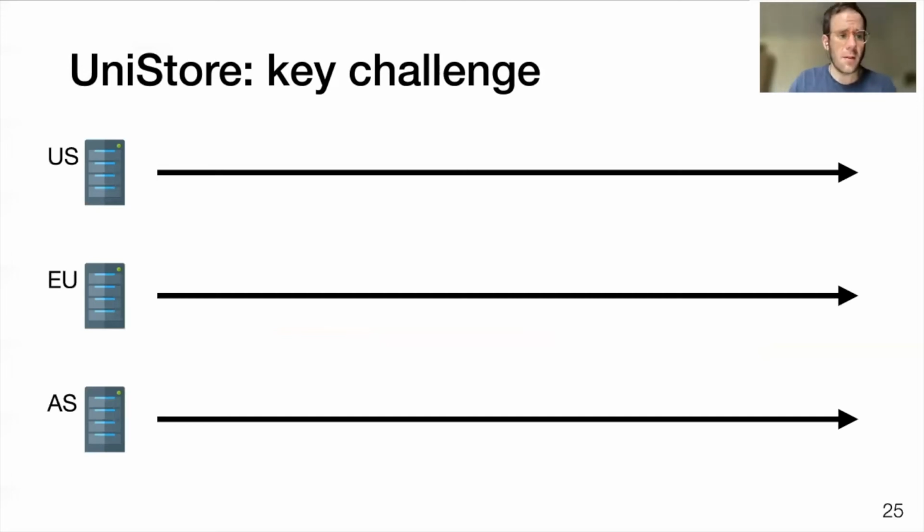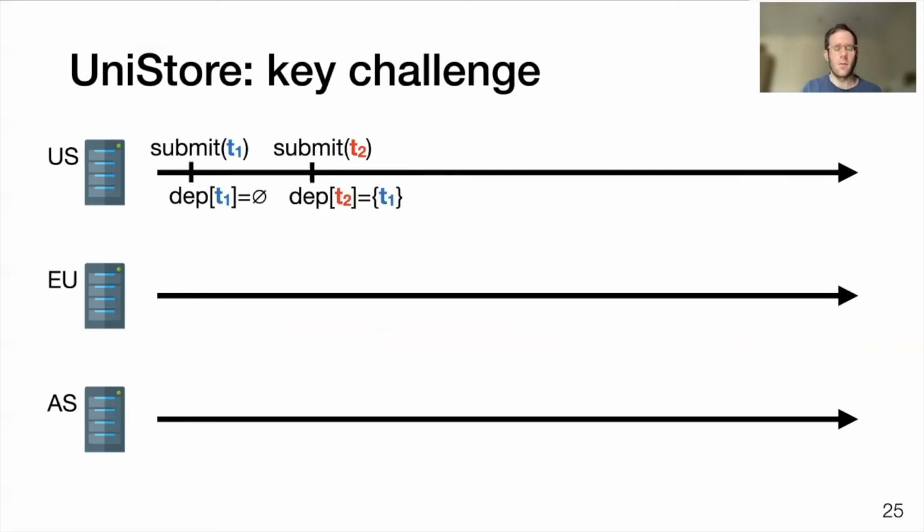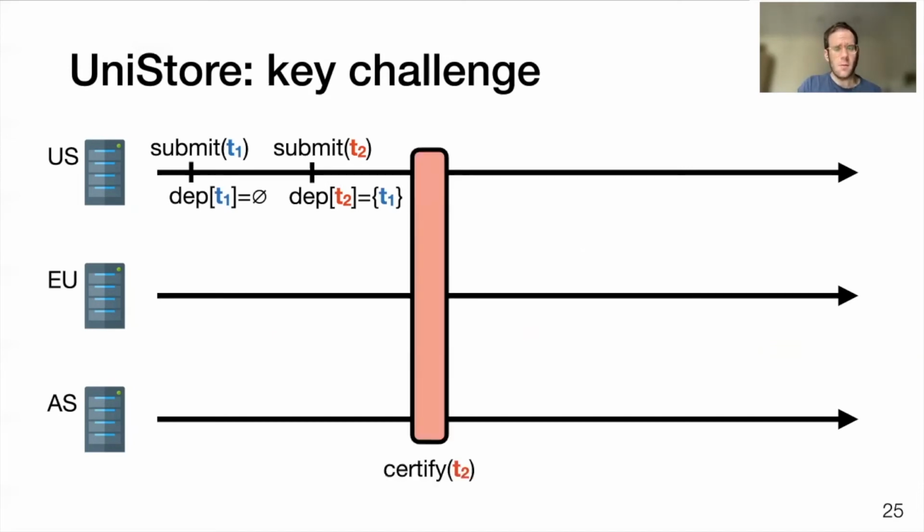Here we have 3 data centers, one in the States, one in Europe, and one in Asia. Let's assume we have a client in the States that issues a causal operation T1, and after that issues a strong operation T2, which is going to depend on the causal operation T1. After the speculative execution, T2 is submitted for certification, which requires coordination between the replicas. Since there is no concurrent conflicting transaction, the certification service will decide to commit the transaction.